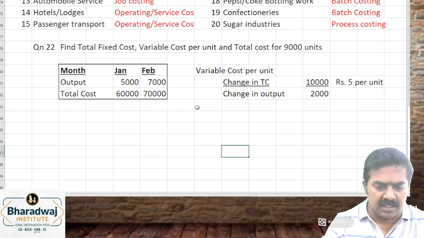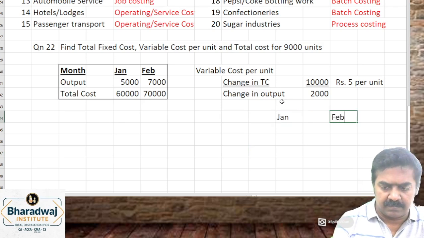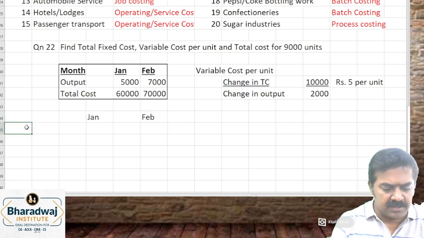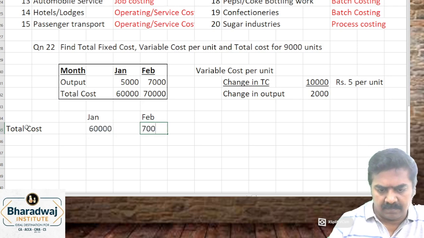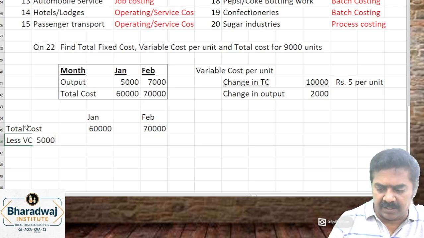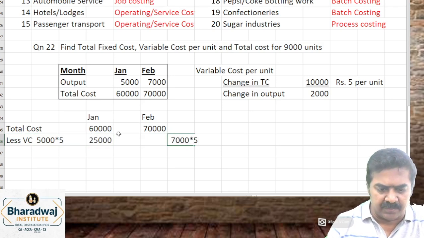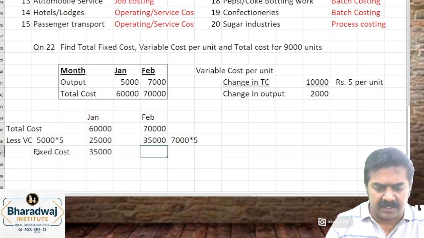From total cost, we know January and February total cost. Eliminate variable cost. Variable cost is 5,000 into 5, which is 25,000. Then 7,000 into 5, which is 35,000. You will get the fixed cost, and the fixed cost will remain the same.